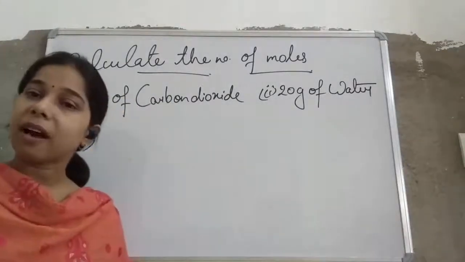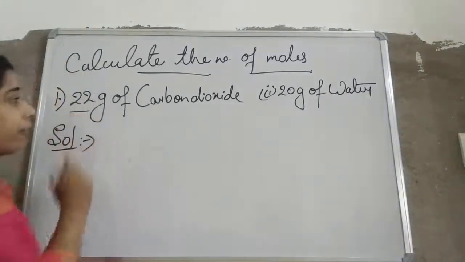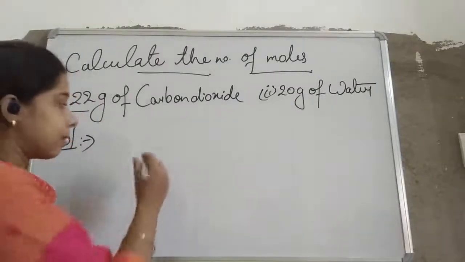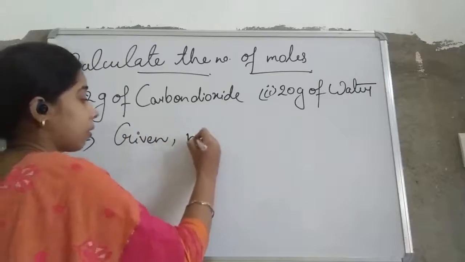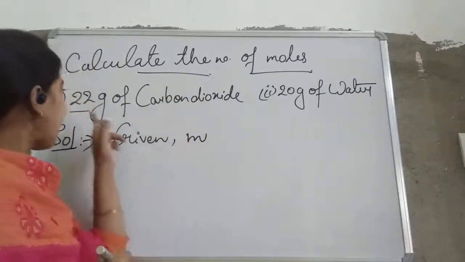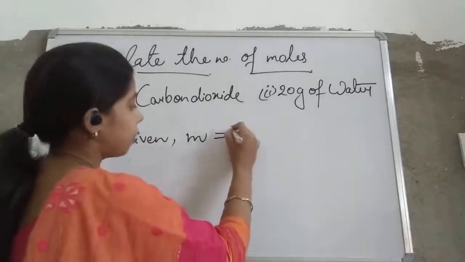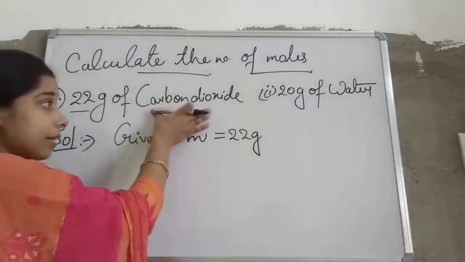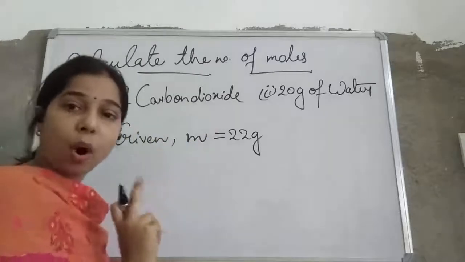22 gram of carbon dioxide. So 22 gram of carbon dioxide is given. This is the given mass, small m, that is equal to 22 gram. So we say here that m is equal to 22 gram. What is the molecule here? What is the component here? That is carbon dioxide.